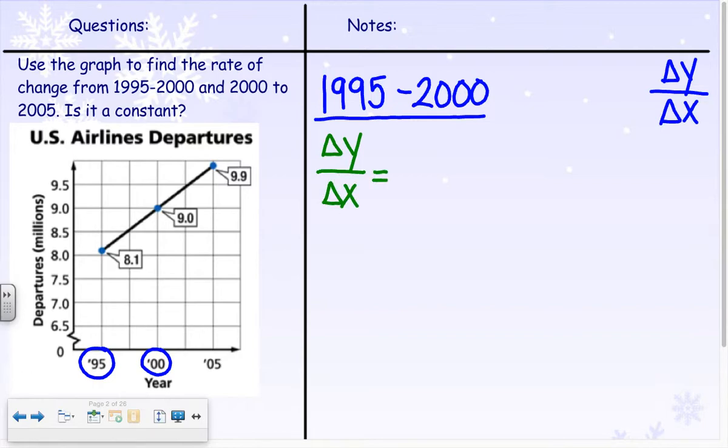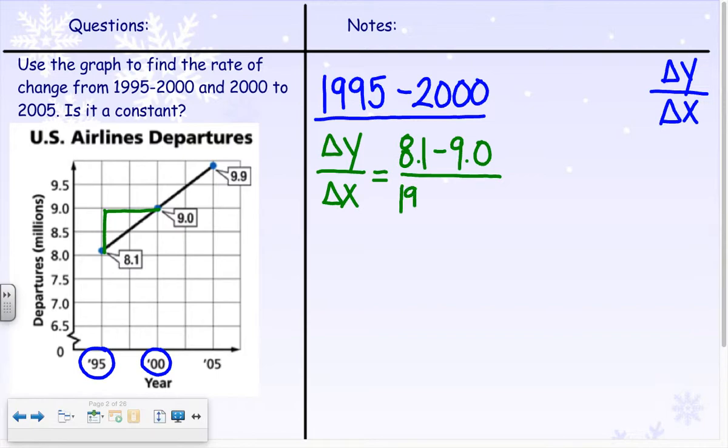So if we look at our graph, I'm trying to go from 1995 to 2000. Up here would be our change in y, and over here would be our change in x. If I look at how many I'm rising, well, I went from 8.1 to 9.0. So I can do 8.1 minus 9.0. Then if I look at my change in x, I'm going from 1995 to 2000.